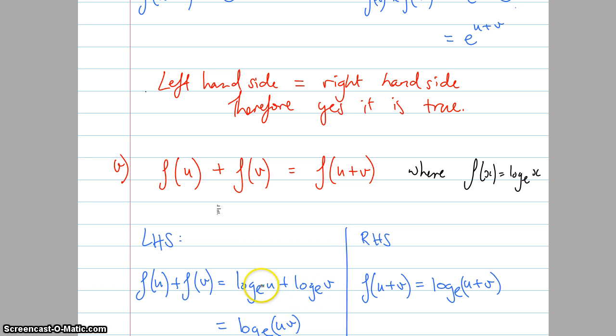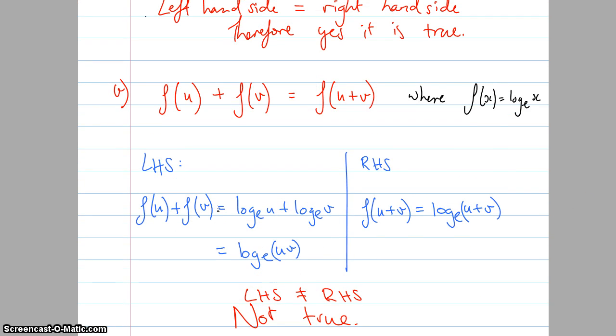Using our log laws, we can multiply the things in the logs together. The right hand side, f(u + v), I replace x with u + v. Now as we can see, the left hand side will never equal the right hand side. So for this functional equation, when f(x) is that, it doesn't work. It's possible that it might work for another function, but it doesn't work for this function.